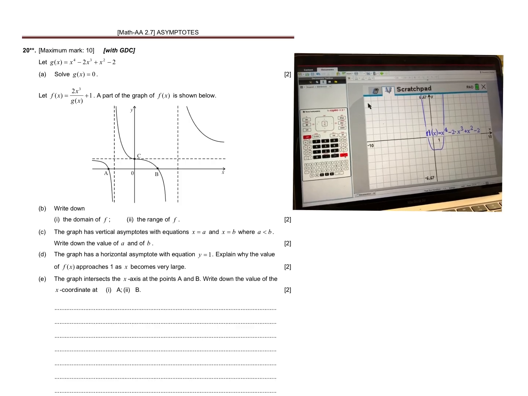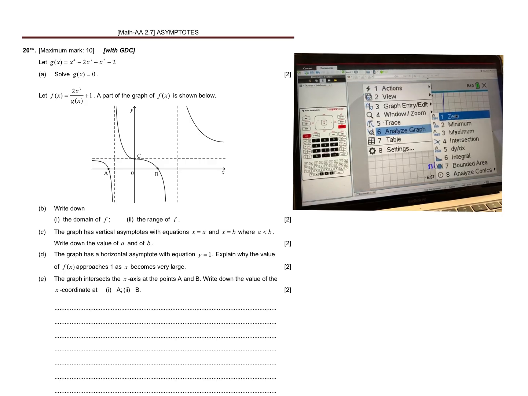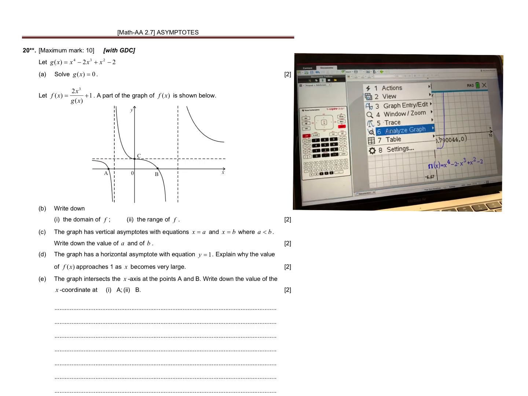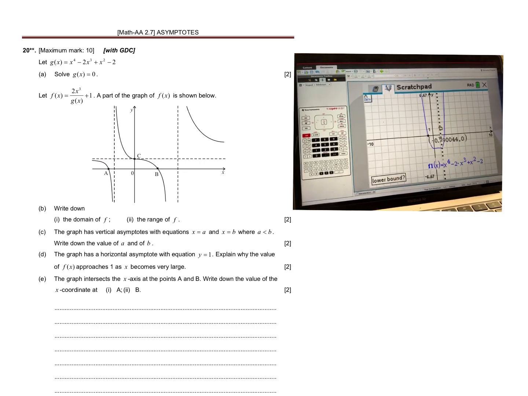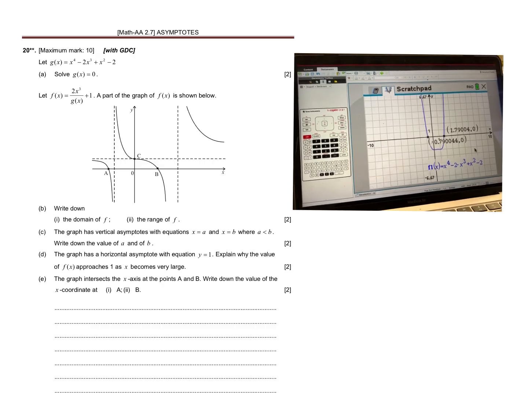Okay, so I've already put in g of x here, and we want to solve when g of x is equal to 0, so we want the intercepts, so we need to analyze the graph at 0, and we need the left and the right, so that's one of them, and same thing, left and right. So the answer should be -0.79, 0, and 1.79.